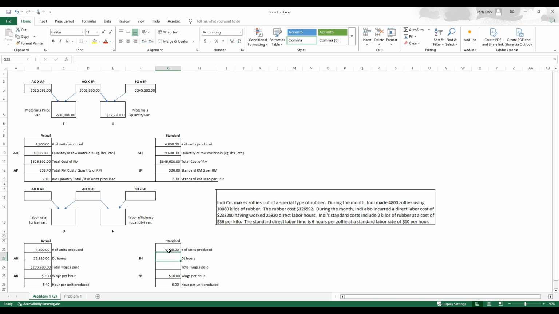Okay, and then let's just finish out the little part here. If we had 4,800 units produced, we would have expected, per our standard, to have that take 28,800 hours at a total cost of $288,000 if we had actually paid the average wage of $10 as compared to the $9 that we did pay. If we paid the standard wage of $10, that's what we would have had. Okay. And then let's just go through here and do our AH, or actual hours times our actual rate, our actual hours times the standard rate, and then our standard hours times standard rate.